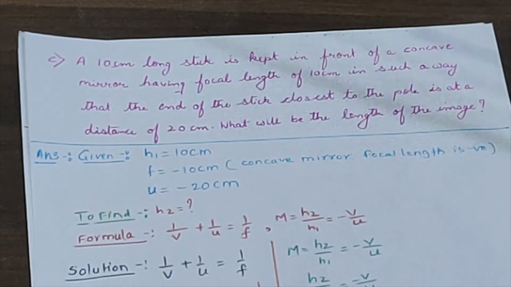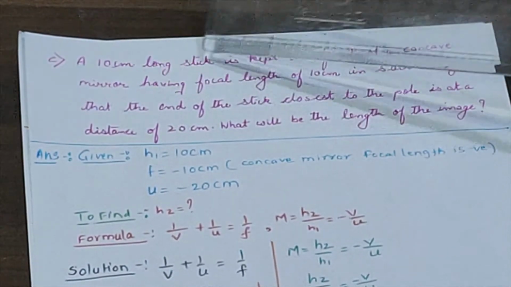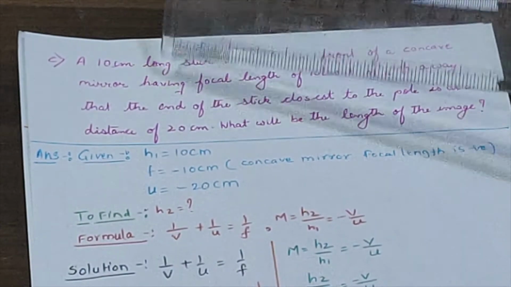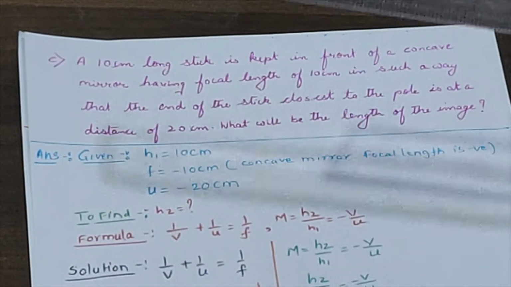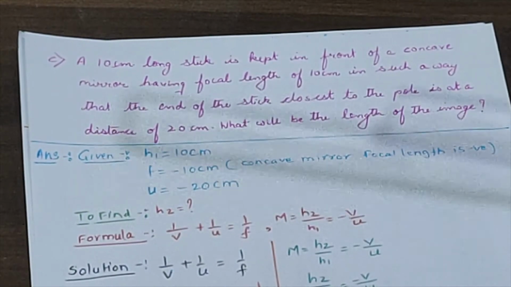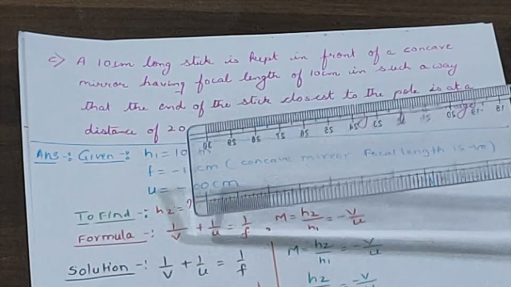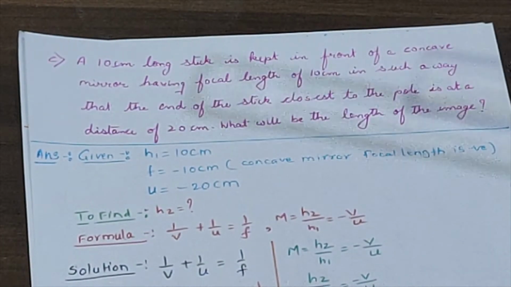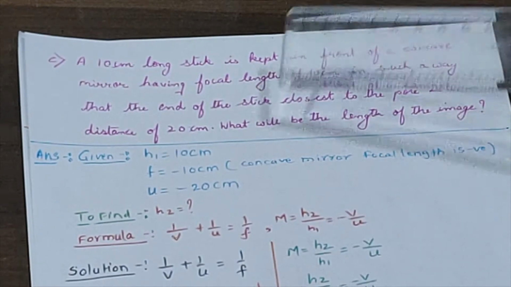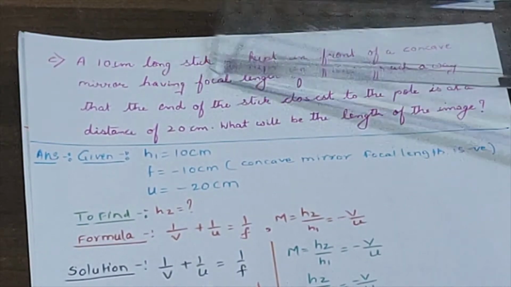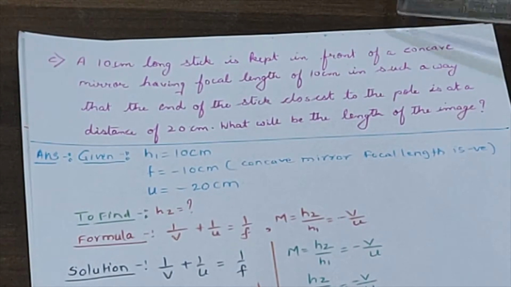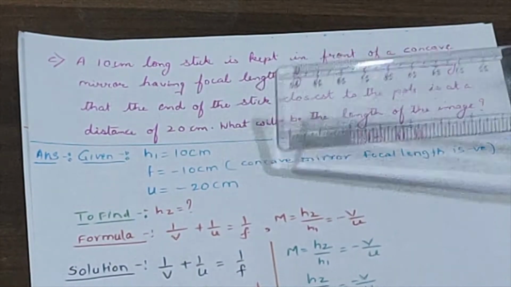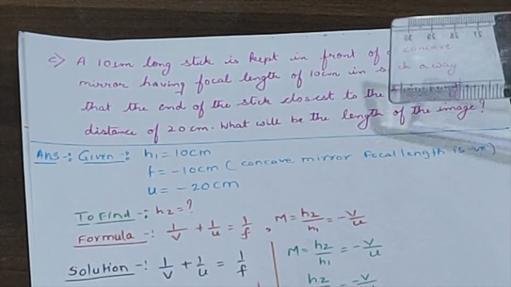So let's read it again. A 10 centimeter long stick is kept in front of the concave mirror. So 10 centimeter long stick means what? A stick which is 10 centimeter long means the size of the object is given to you. So size of the object is nothing but, we denote it by h1. h1 is equal to 10 centimeter and h1 is always positive. Okay, so it is being kept in front of the mirror, having focal length of 10 centimeters. Since it is a concave mirror, we know that the focal length is always negative, so f is equal to minus 10 centimeter.